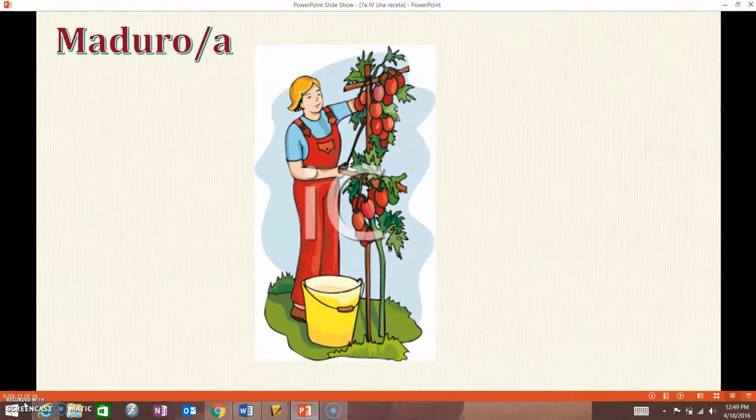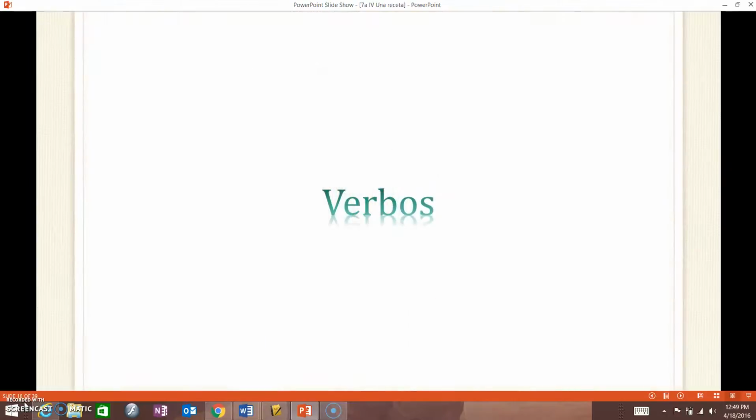Maduro es cuando una fruta o un vegetable está listo para comer. Maduro, mature, so you're going to use estar for those as well because it is a characteristic of the food. So los tomates están maduros.